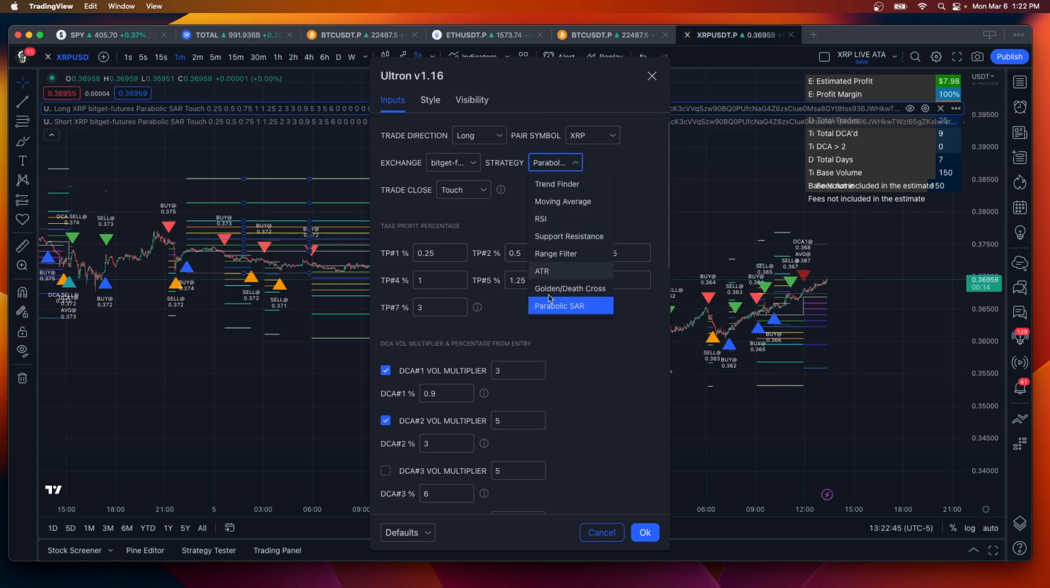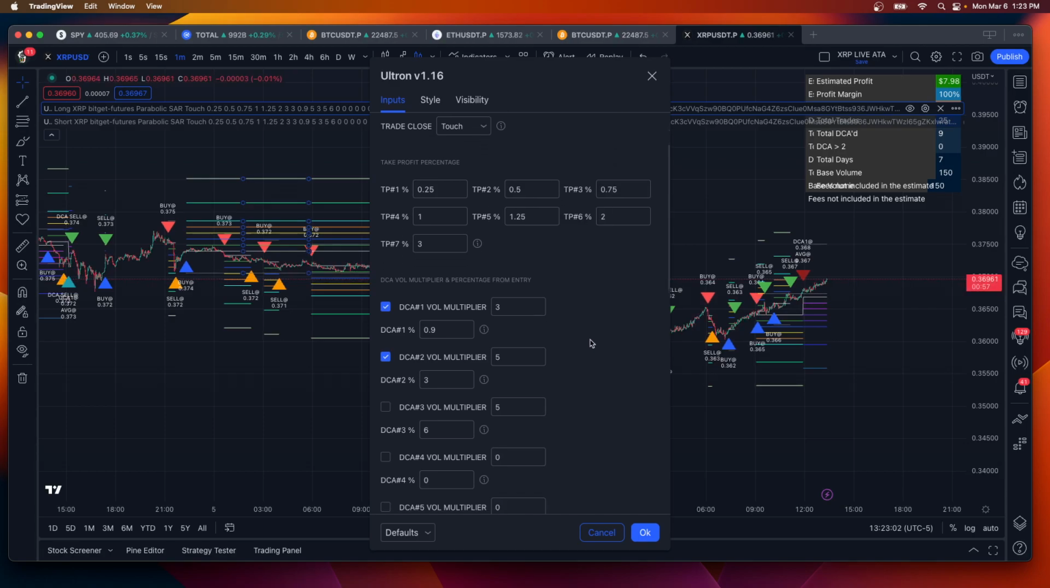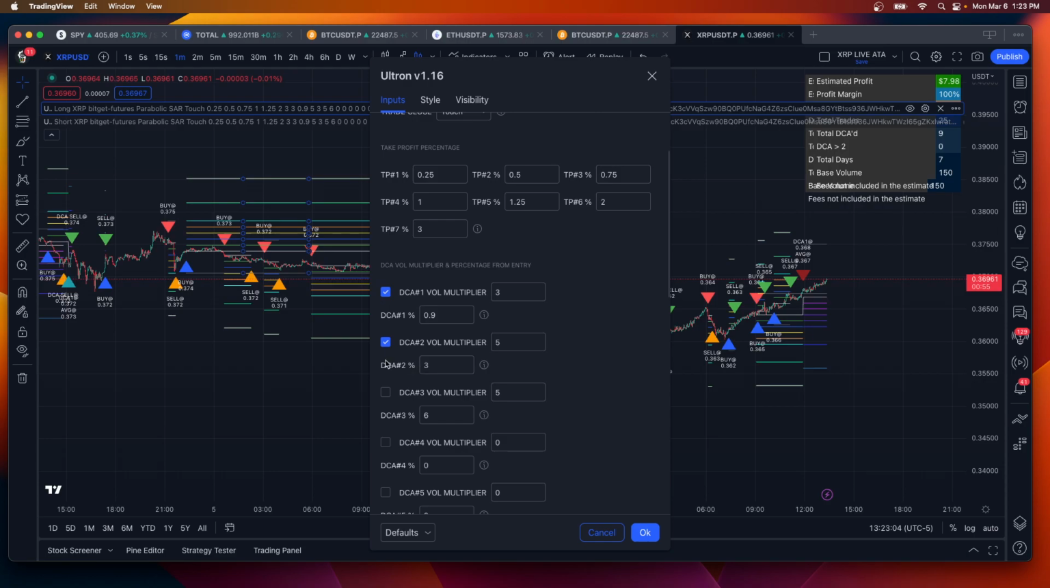The other addition was the Parabolic SAR. You can see here I'm doing the Parabolic SAR. I like the Parabolic SAR for altcoins because it does really well on its entry, but it's not as aggressive as, say, a range filter or a moving average. So pretty good update on that. And then the percentages also apply to DCA.